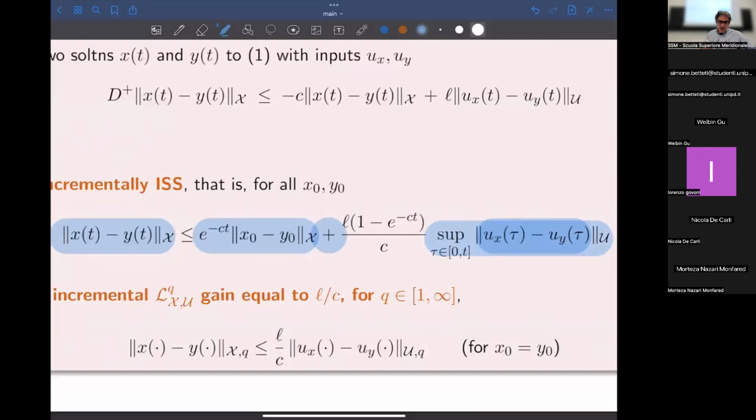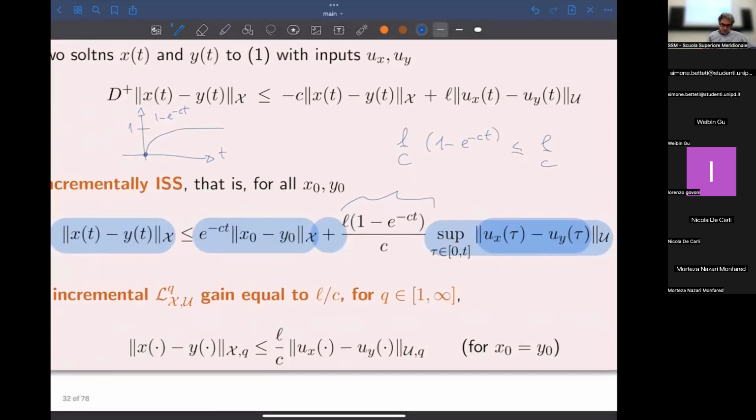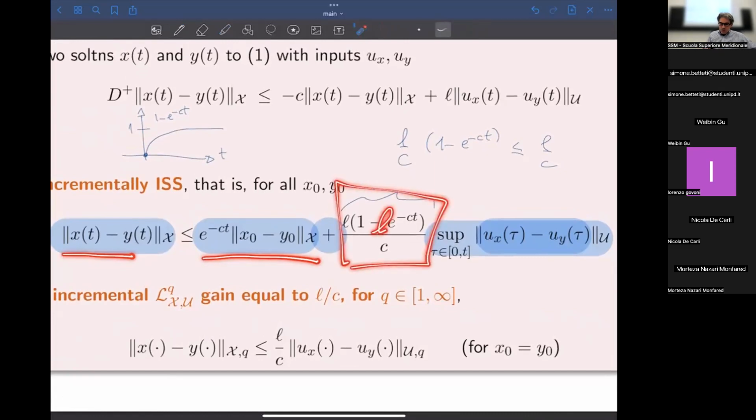And how much can that be? That's given by this constant here, L over C, which multiplies 1 minus e to the minus Ct. By the way, if I plot that 1 minus e to the minus Ct, this number starts at 0 and goes to 1 as a function of time t. So if you want, you can even just upper bound this by L over C. So this is saying that the difference in the error is exponentially decaying due to the initial condition. And then it has a term, let's just call it L over C for simplicity, times the variation in the input.